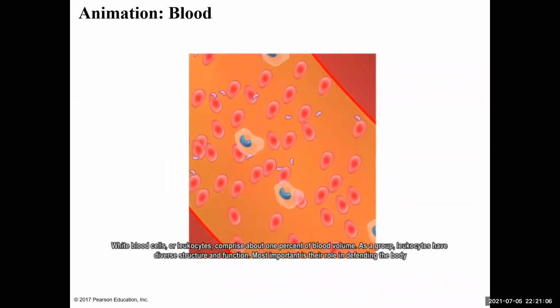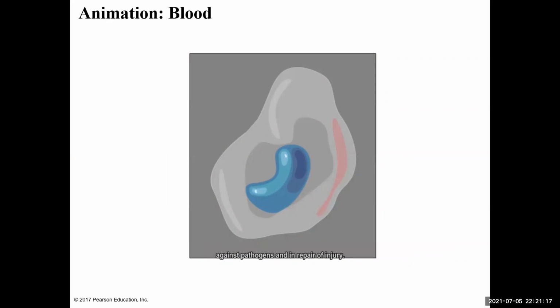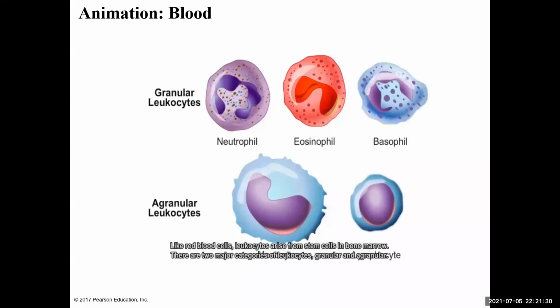White blood cells, or leukocytes, comprise about 1% of blood volume. As a group, leukocytes have diverse structure and function. Most important is their role in defending the body against pathogens and in repair of injury. Like red blood cells, leukocytes arise from stem cells in bone marrow. There are 2 major categories of leukocytes, granular and agranular.